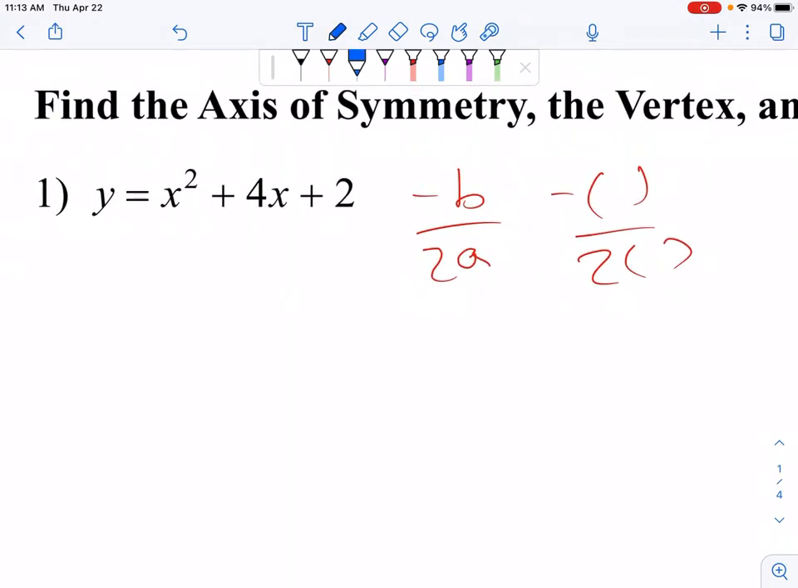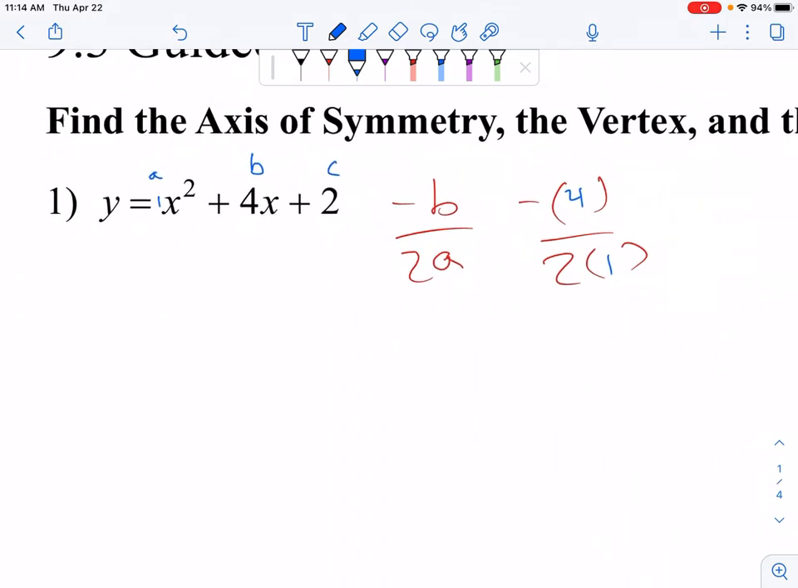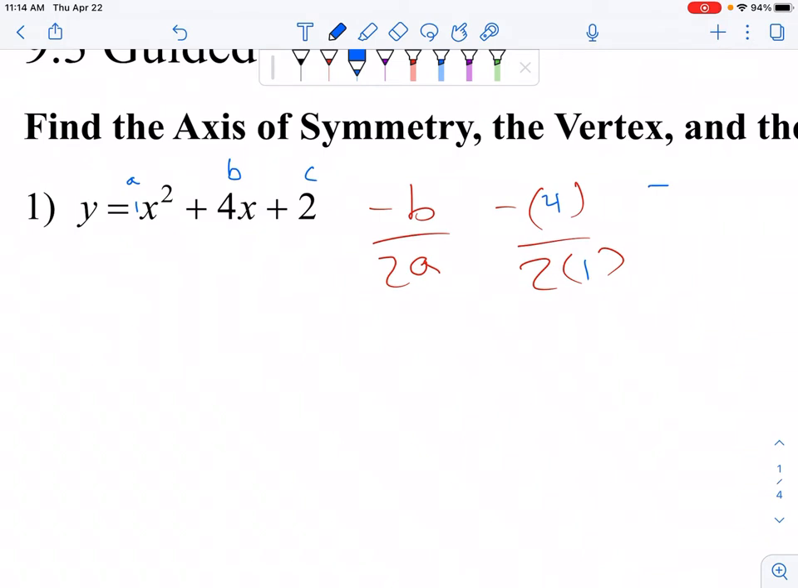Remember that we have A, which is 1, B, which is 4, and C, which is 2. So our A, B, and C from standard form, I'm going to fill that into my formula. So I have B on top, which is 4, and A on the bottom, which is 1. And when I evaluate this, I end up with a negative 4 over 2, and then that reduces to a negative 2. So my axis of symmetry, that was the first thing I was finding, we write it as an equation, x equals negative 2.